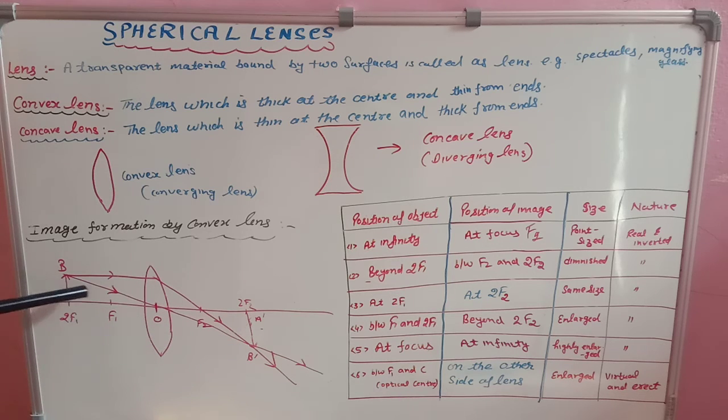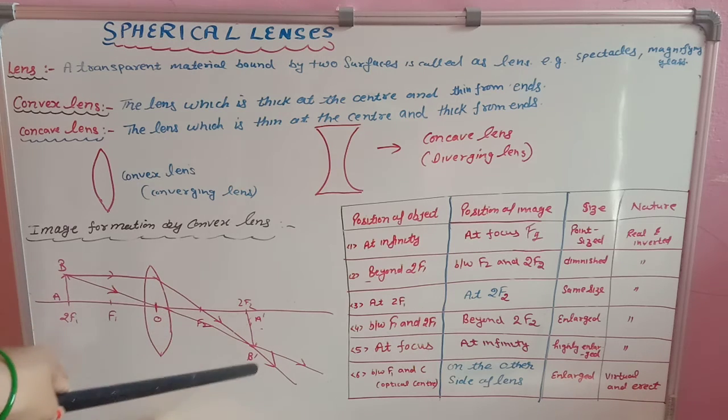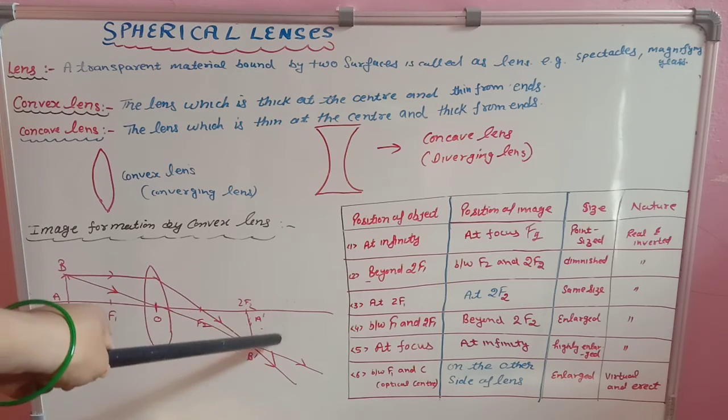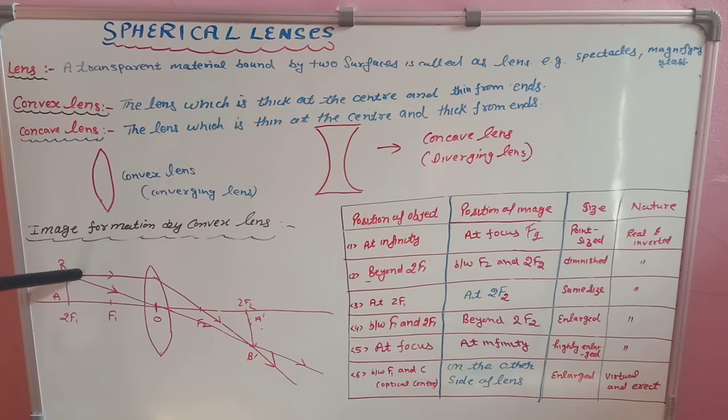Second ray will go straight to O, and then from O it will cut the first ray at a point, and where both rays will cut each other, there will be formation of image. So image is formed of the same size at 2F2 and its name is A dash B dash. So you can see this is the image A dash B dash. This is object A B.